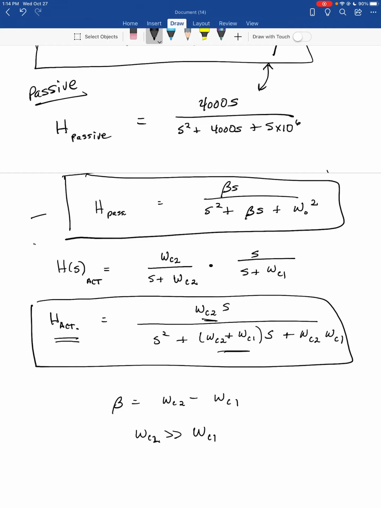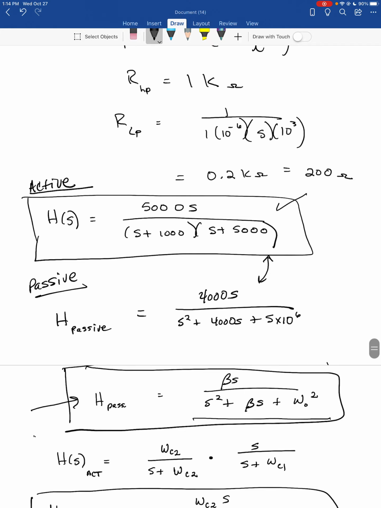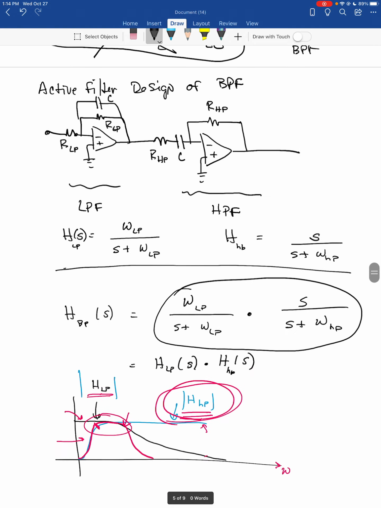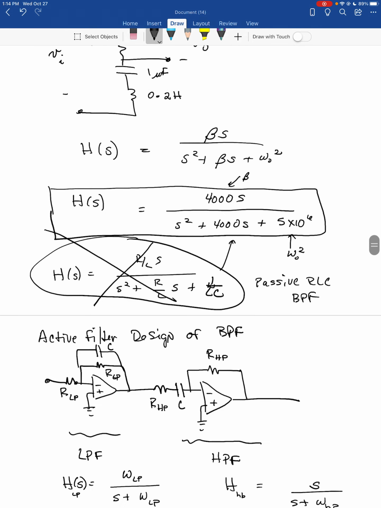So you can't use this transfer function for the passive filter to get a transfer function for an active filter, except under certain circumstances. Okay, and so you cannot make the assumption that you can use this generic form of the passive filter to describe the transfer function of the active filter. So here's the transfer function in variables. Here's the transfer function in numbers for the active. Here's the transfer function in numbers for the passive.